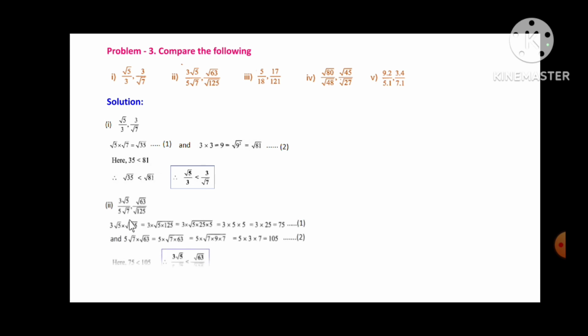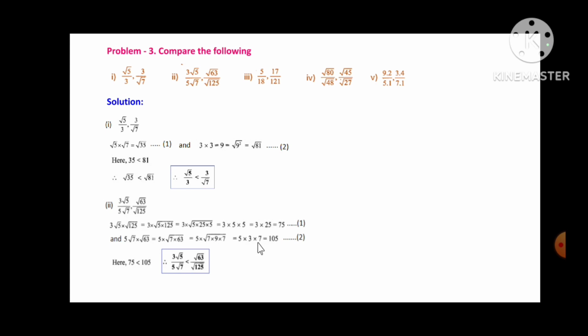Now 3 root 5 upon 5 root 7 and root of 63 upon root of 125. So here we will take the multiplication of 3 into root 5 into under root 125. So 3 root 5 into 125, which will be 3 into 5 into 25 into 25, that is 3 into 5 into 5. So it will be 3 into 25, 75. 5 root 7 into root of 63, which is 5 root 7 into 63. So 5 into root of 7 into 9 into 7, that is 5 into 3 into 7, that is 105.